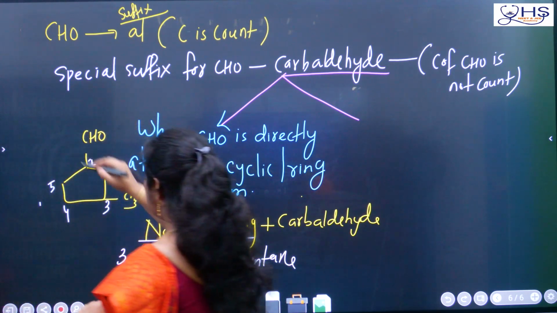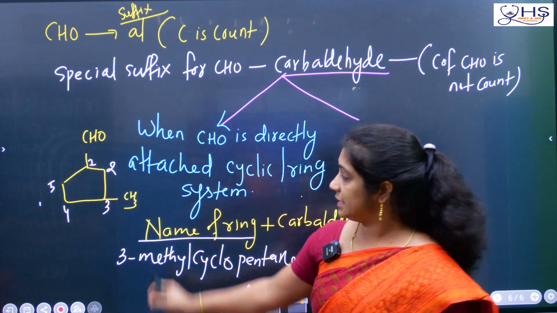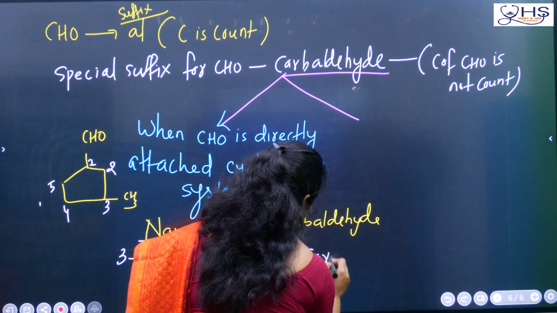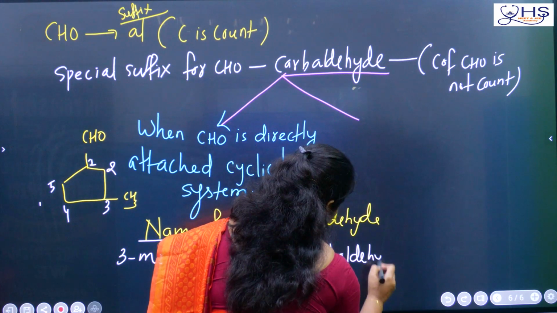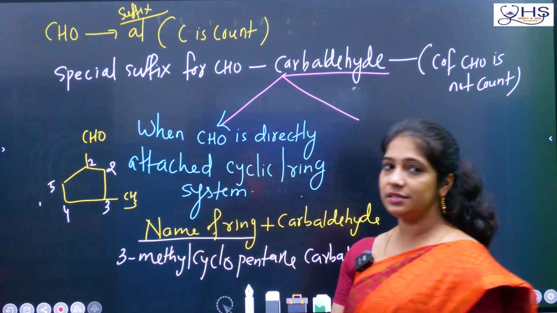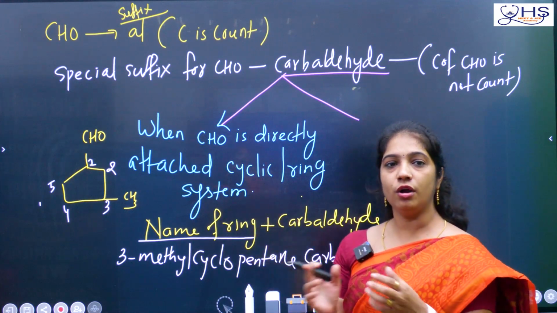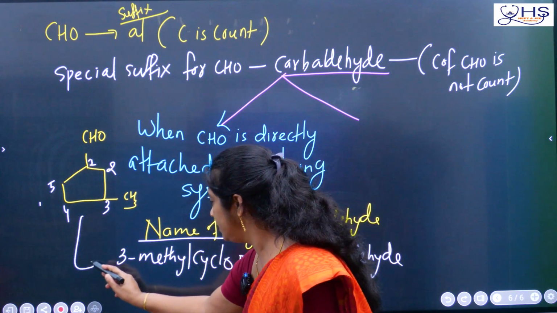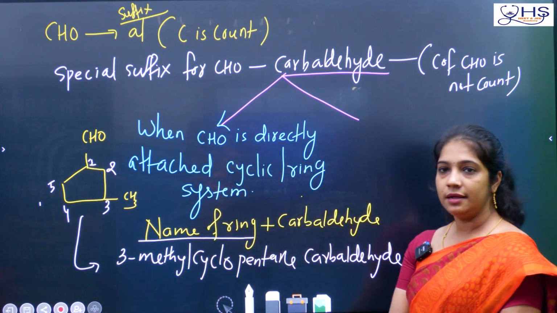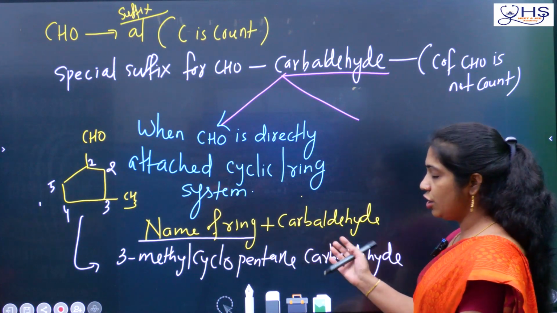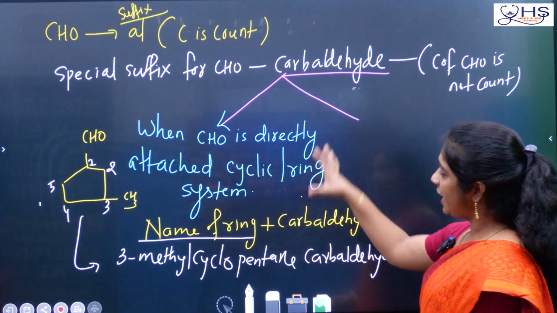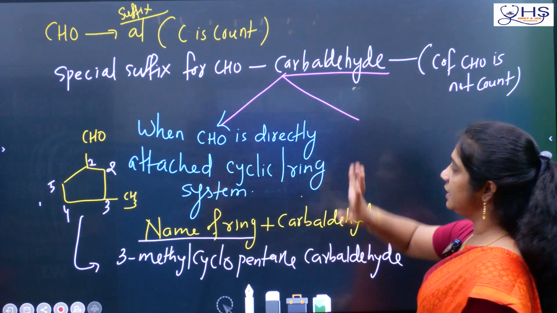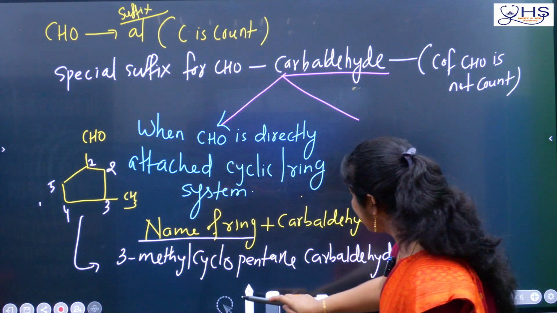And now, since the CHO group is directly attached to the ring system, what will we use? Carbaldehyde. So very easy: when the CHO group is directly attached to a ring system, the name of the ring by following the normal rules, plus you will write carbaldehyde. So the name of this compound will be 3-methylcyclopentane carbaldehyde. This is the one case where we will use the special suffix, carbaldehyde. Now the second case.